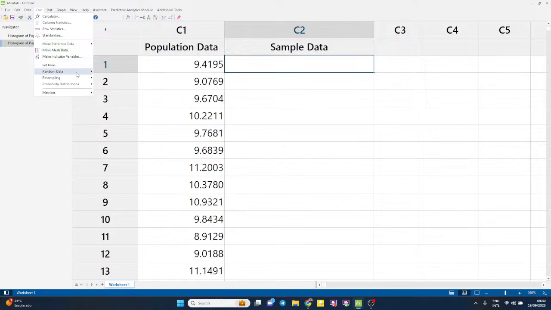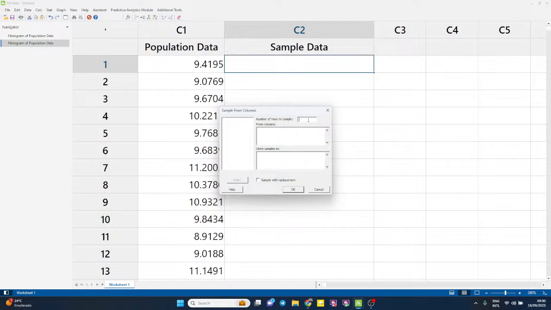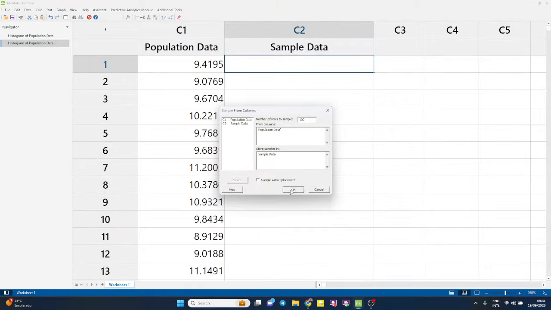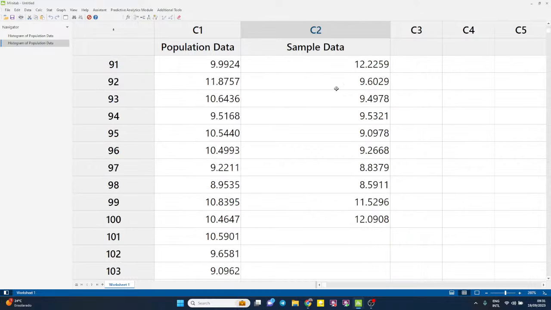Sample from columns. Let's take 100 data points from this column here, and I'm asking Minitab to take 100 data points from this column and store them in this column here. So Minitab took a random sample of 100 data points out of this 10,000.